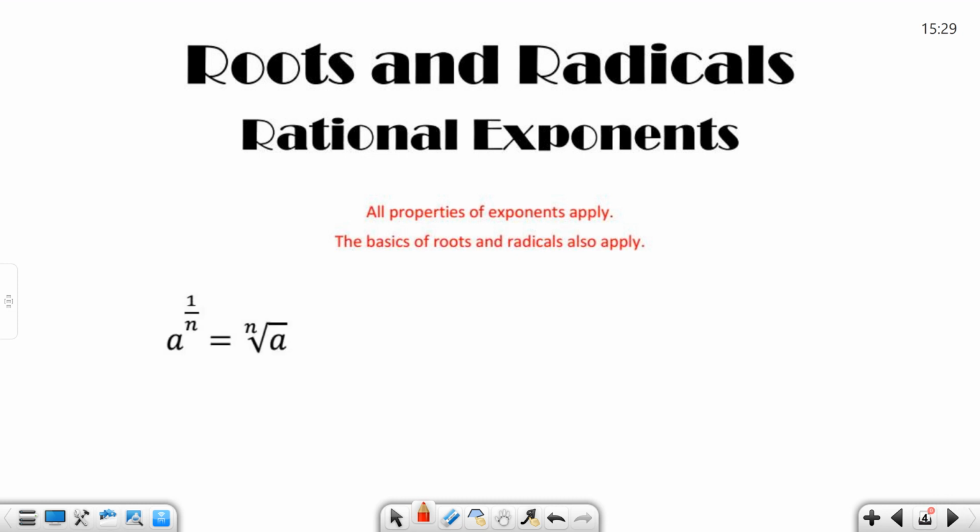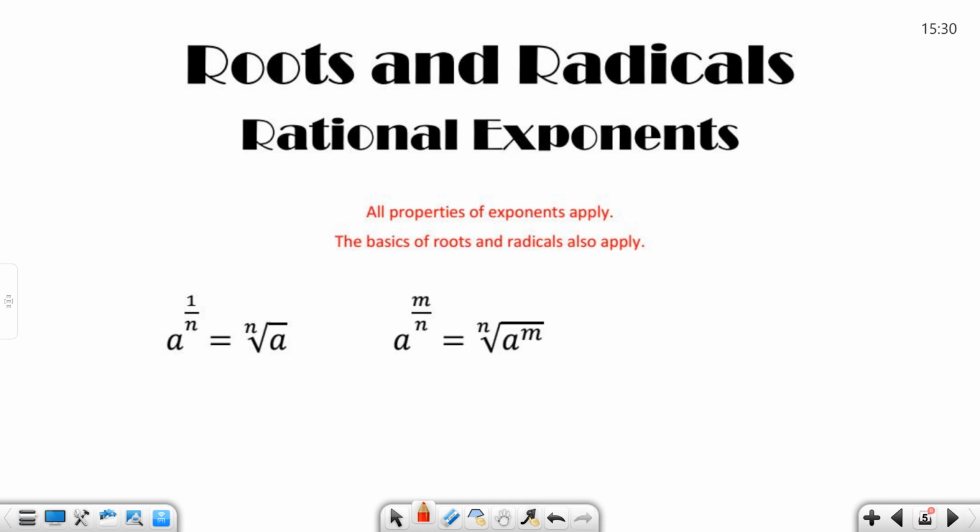If we have a to the 1 over n power, so now we are introducing a fraction as an exponent, a to the 1 over n. The top, the numerator, is the power, the first power, and the bottom, the n, is the root or the index. Okay? So top is the power, bottom is the index. So a to the 1 over n is the nth root of a. So if it was a to the 1/2, that'd be the square root of a. If it was a to the 1/3, that'd be the cube root, the third root of a. Okay, if it was a to the 1/5, it'd be the fifth root of a.